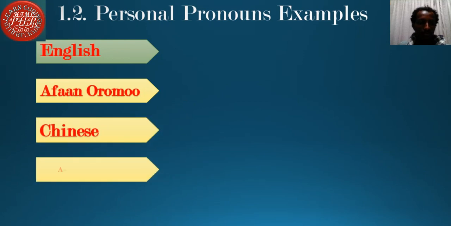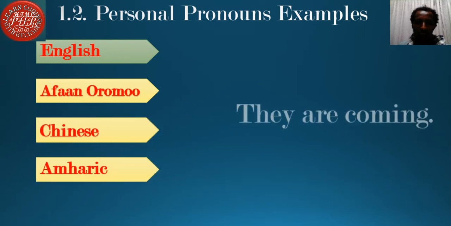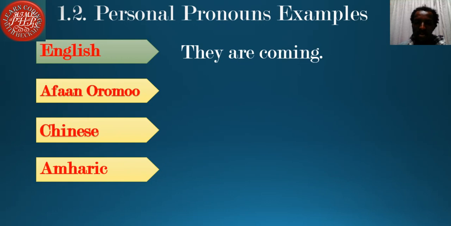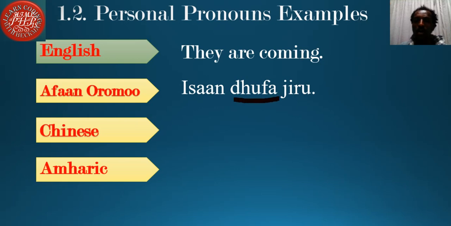The last example will be "they." They are coming. When we say "they are coming" in Afaan Oromo, it will be Isan Kufa Juru. Isan means they. Kufa Juru means are coming. Isan Kufa Juru.